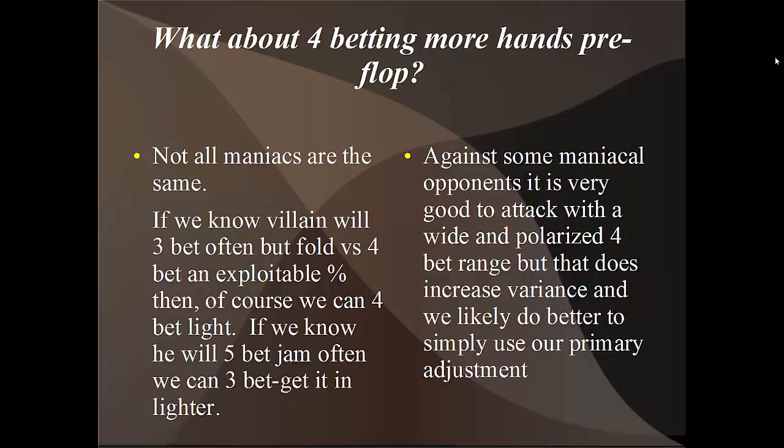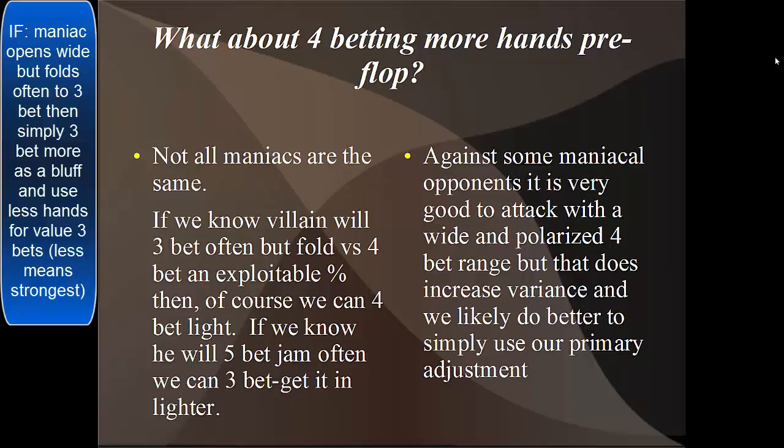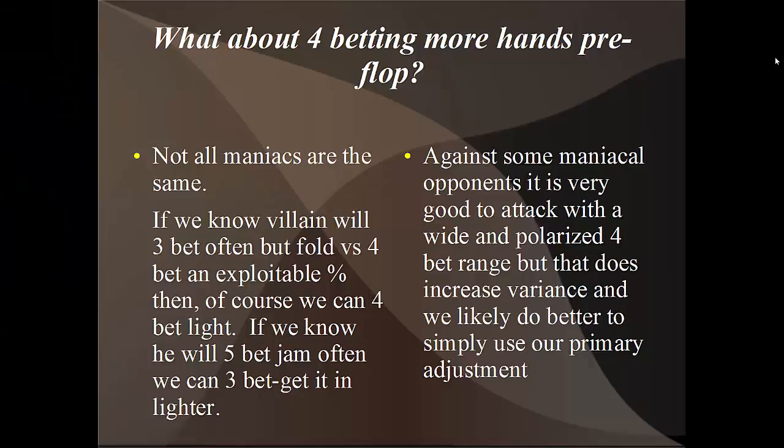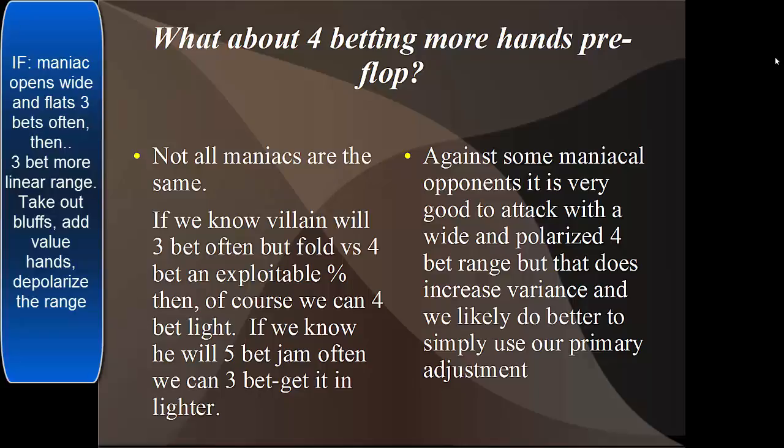You don't want to have a linear, depolarized range against a player that's very often going to be coming back over the top. Just in general, the more often your opponent folds to your re-raises, and the less often he calls your re-raises, the more often he re-raises you, regardless of whether it's a 4-bet, 5-bet, 3-bet, the more often you're getting either raised or you're creating a fold, the more polarized your range ought to be. The more often you're getting called, the less often your opponent folds, and the less often he pops you back, the more depolarized, linear, or merged your range ought to be.